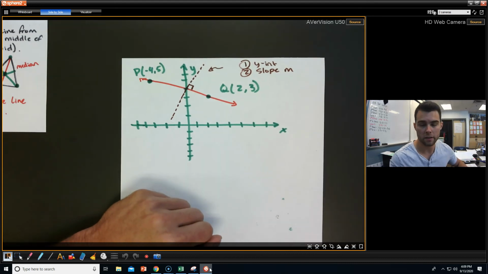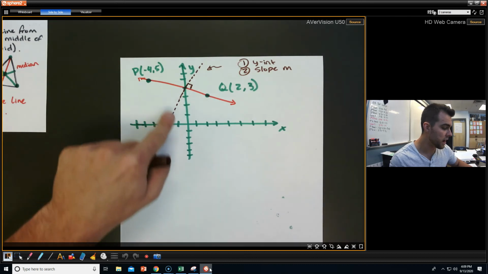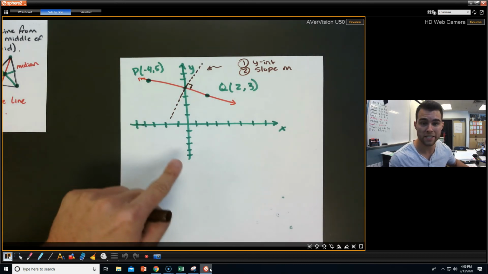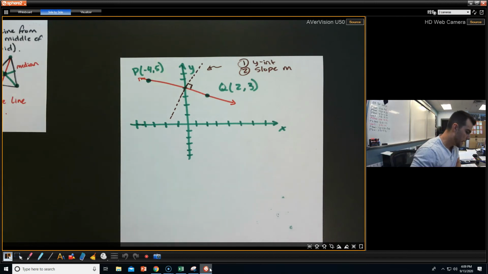Well, it's a perpendicular bisector. It's perpendicular to this line. If I know the slope of this line, I will know the slope of the perpendicular bisector, and that'll help me, okay? So let's see what we can do.